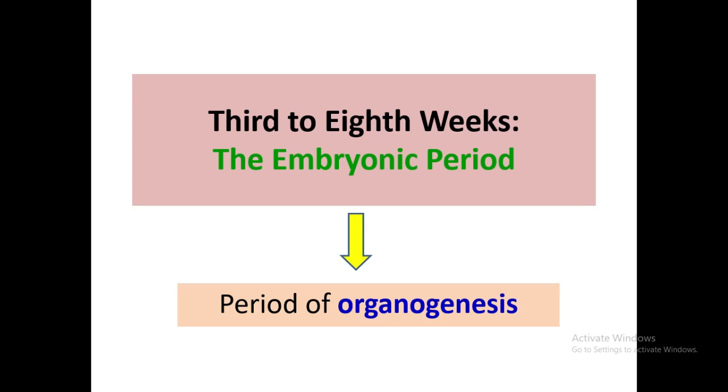Today we are going to talk about the embryonic period, which consists of 3 to 8 weeks of gestation. This time is also known as the period of organogenesis because various important organs throughout the body are developed during this period.